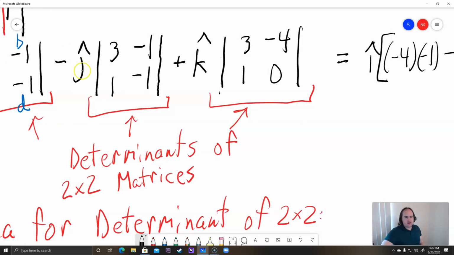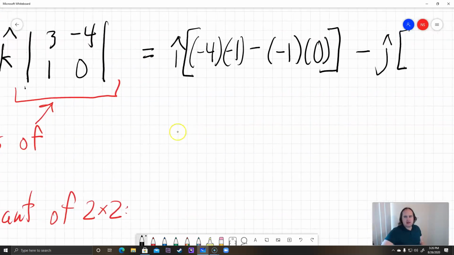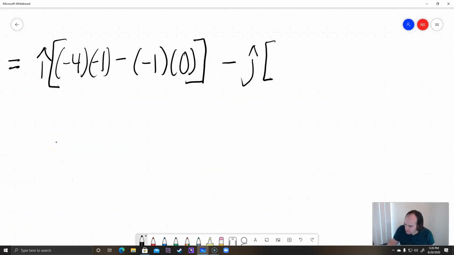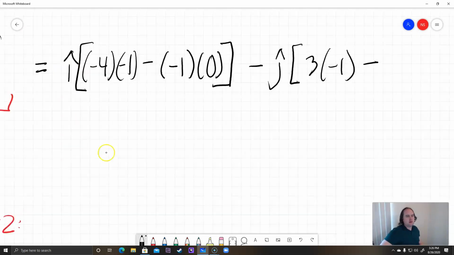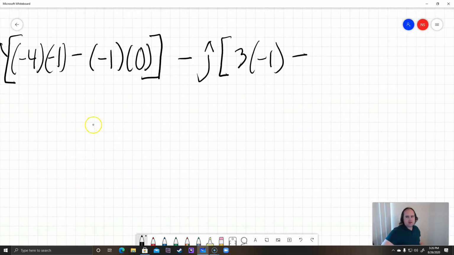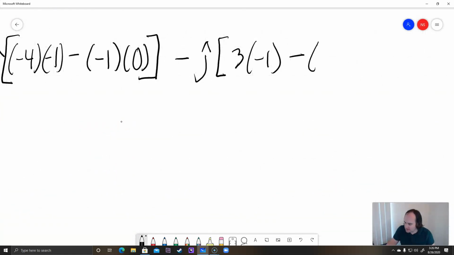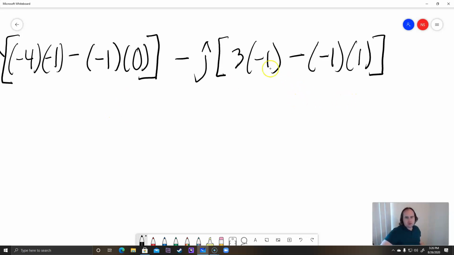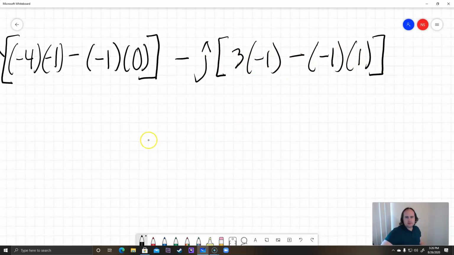Okay, so we're going to have minus j hat times AD. So that's going to be 3 times negative 1, 3 times negative 1 minus BC. So that's going to be minus negative 1 times positive 1. Okay, so that right there in brackets, that's going to be our second determinant.